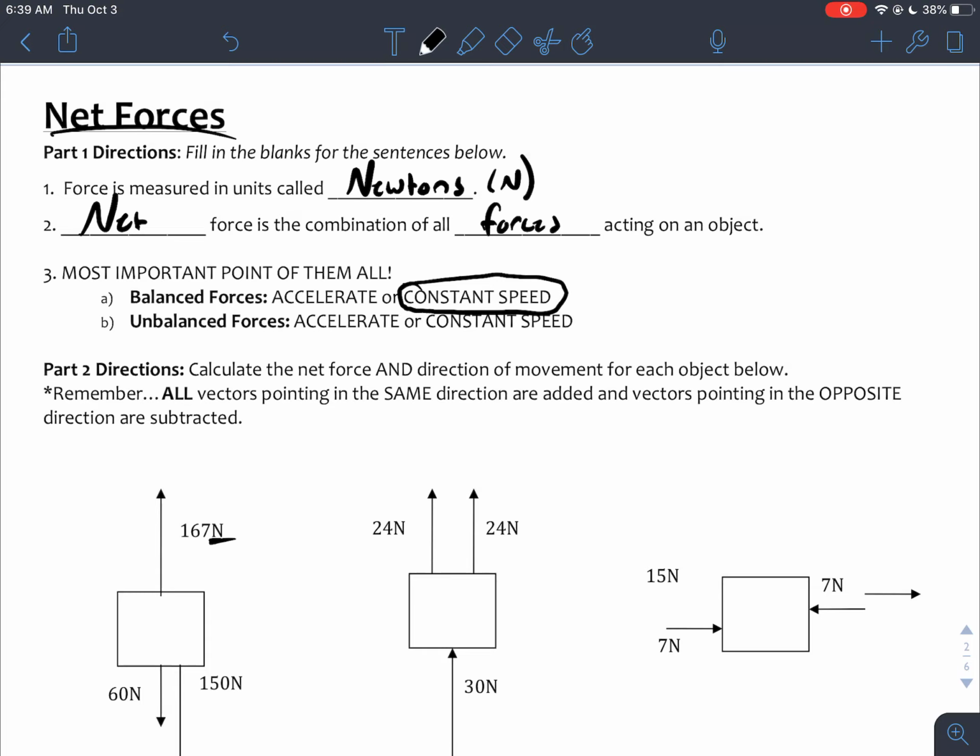But if all of a sudden your friend stops pushing from the other side, the box is going to start accelerating or moving away from you. So if you have balanced forces, there's constant speed. If you have unbalanced forces, it accelerates.